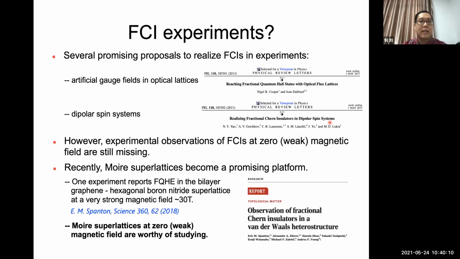Okay, regarding experiments, there have been several promising proposals to realize fractional Chern insulators, for example, by artificial gauge fields in optical lattices or in dipolar spin systems. However, up to now, experimental observations of fractional Chern insulators at zero or weak magnetic field are still missing. Well, recently, moiré superlattices have become a new promising platform. There has been one experiment which reports the observation of the fractional quantum Hall effect in the bilayer graphene hexagonal boron nitride superlattice. However, in this experiment, they still applied a very strong magnetic field, roughly 30 Tesla, but this definitely means moiré superlattices at zero or weak magnetic field are worthy of study.